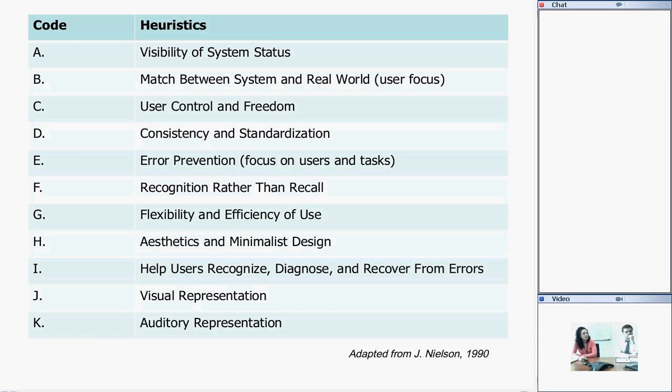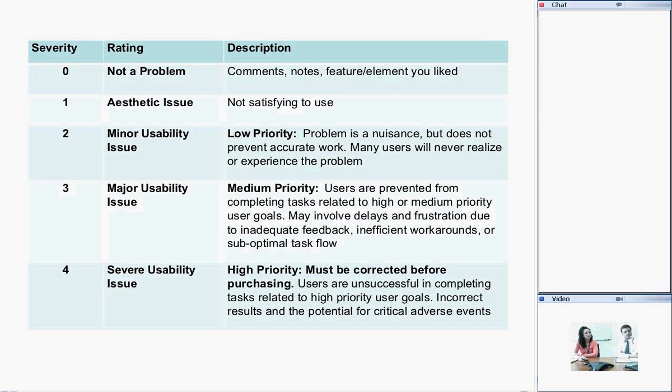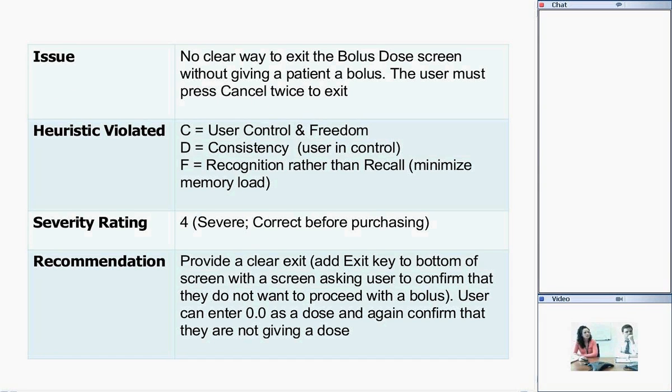And so what we did was, taking that information, we actually applied a set of heuristics to the 4 devices that came in for evaluation. And these are an example of the heuristics that we used. The next thing that we did was assign a severity rating to each one of the violated heuristics, so 0 being not a problem at all, to 4 being a severe usability concern. So this is an example of how the information was presented.